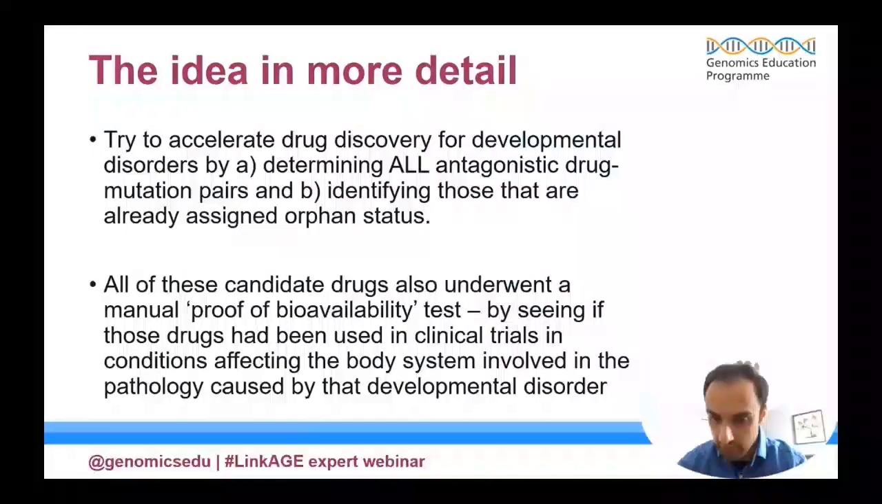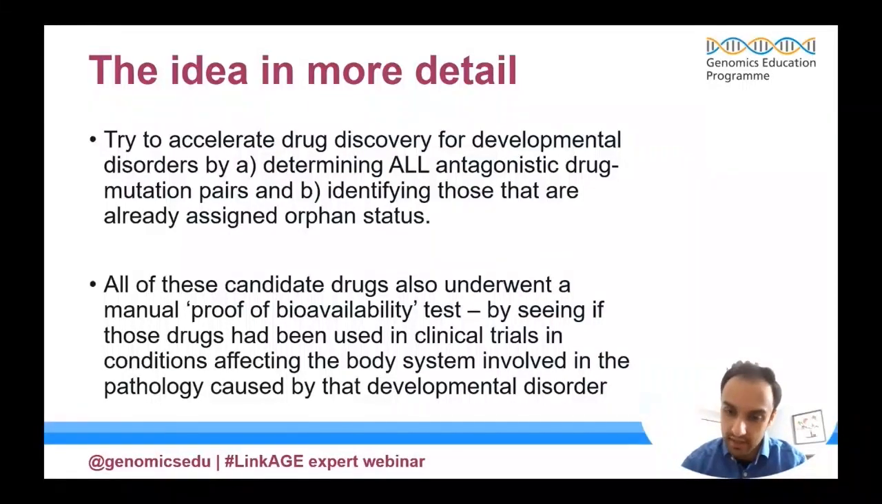All of these candidate drugs, so all these drug mutation pairs, also went to a proof of bioavailability test, which was partially manual. The importance of this is seeing that if these drugs are already used in, for example, epilepsy, one can therefore infer that these drugs would have activity on the central nervous system. So if the disease that I'm investigating, the developmental disorder in question, affects the central nervous system, one might infer that this drug is bioavailable there.